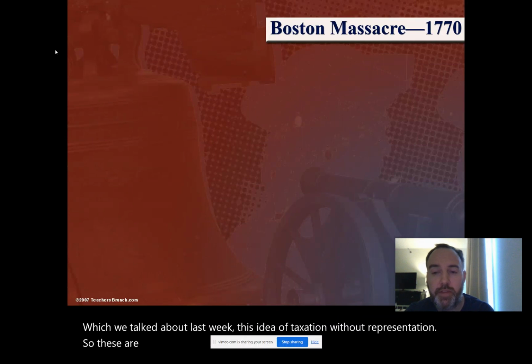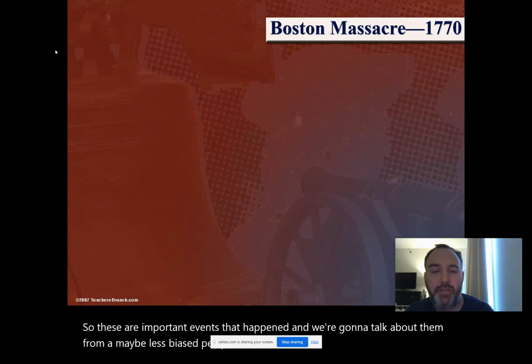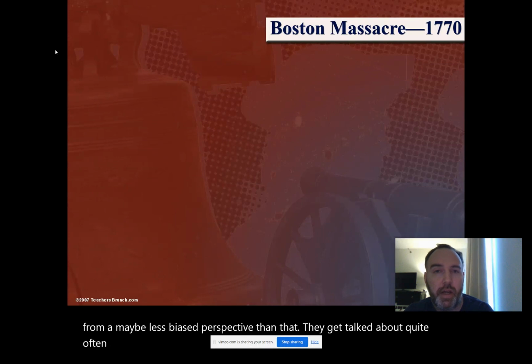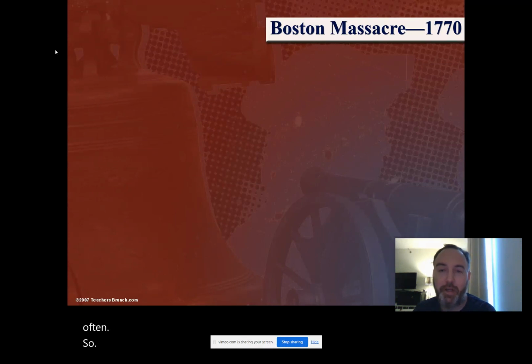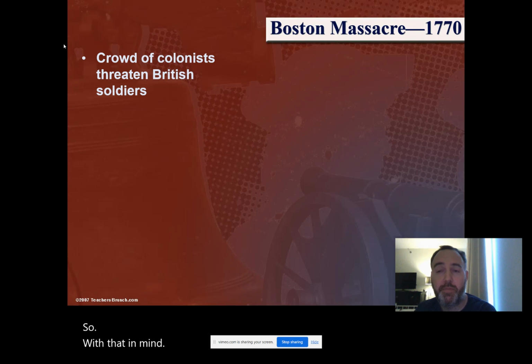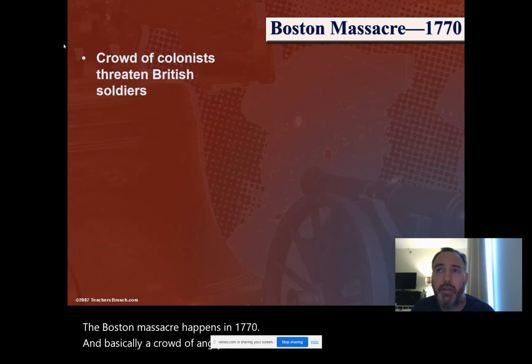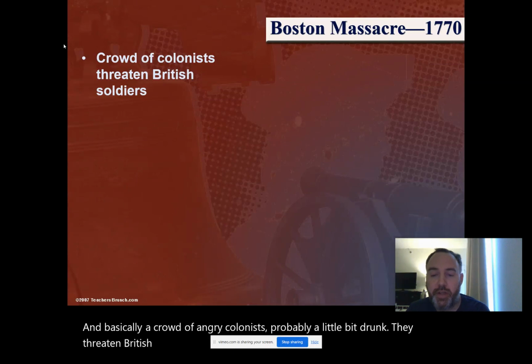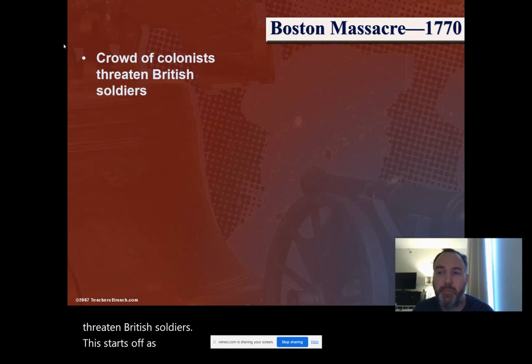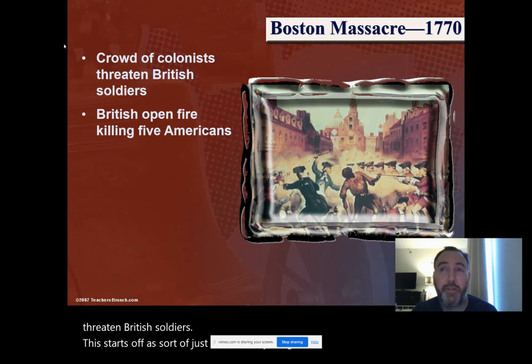So these are important events that happened, and we're going to talk about them from a maybe less biased perspective than they get talked about quite often. So, with that in mind, the Boston Massacre happens in 1770, and basically a crowd of angry colonists, probably a little bit drunk, threaten British soldiers. This starts off as sort of just banter and yelling, and then throwing of snowballs.